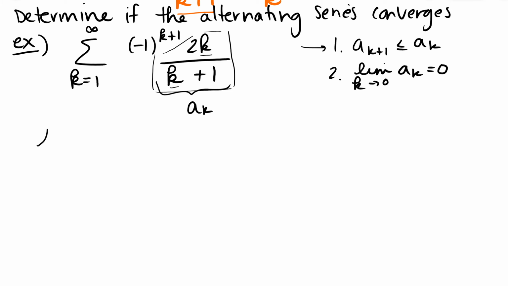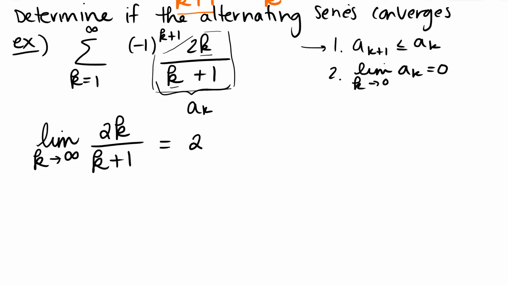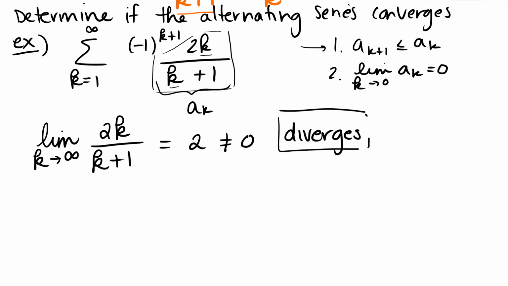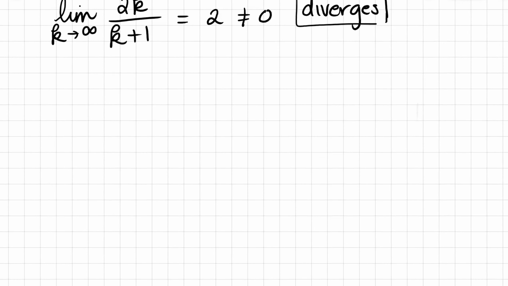So I'm going to go ahead and take the limit. I'm going to go with number 2 first, because why put in all that work in number 1 if number 2 is going to fail, right? And so I'm going to take the limit of this. Sure enough, it's 2. That is not equal to 0 last time I checked. So what do I know about this alternating series? It does not converge, it diverges. And you're done.